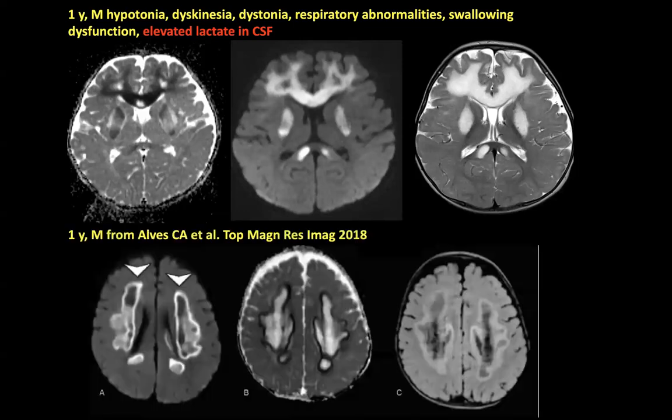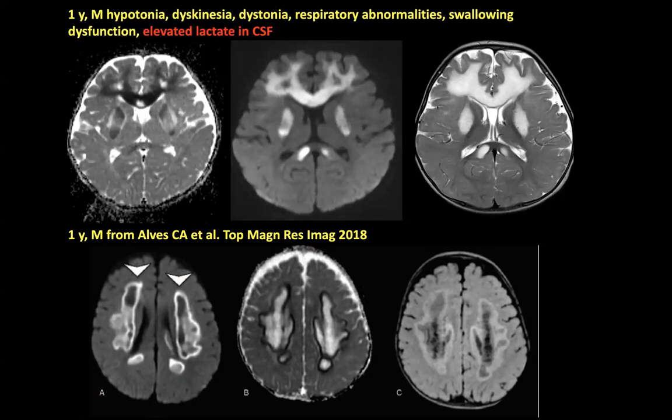Another similar case is this one published by Cesar. Again, look at these very florid changes in the white matter. This is a FLAIR that shows a central cavitation in the white matter with an associated, very characteristic rim of diffusion restriction, which is critical for your differential diagnosis. Because when you see a cavitating leukodystrophy with this edge of restriction that you can see in both cases, with or without involvement of the basal ganglia, think mitochondrial leukodystrophies.